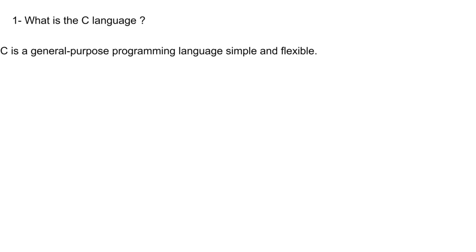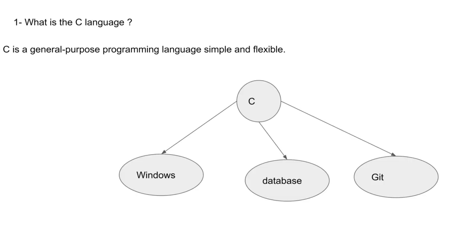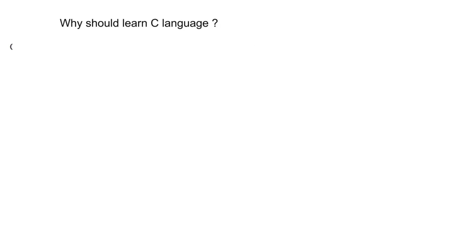What is the C language? C is a general purpose programming language, simple and flexible. It's a programming language which is used in various applications. C was the basis to write everything from operating systems like Windows to complex programs like Oracle database, Git, and more. But you should ask yourself, why should I learn C language while I can learn Java or Python?